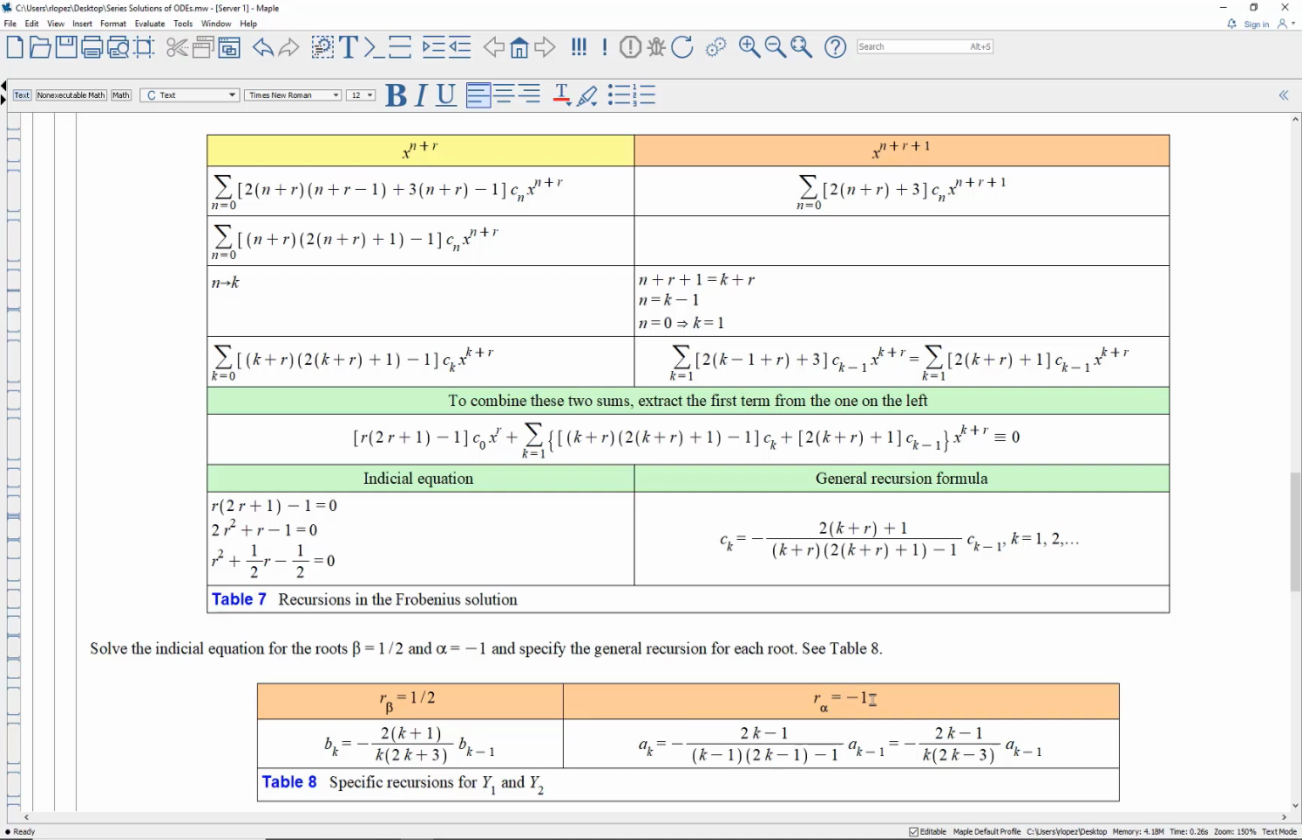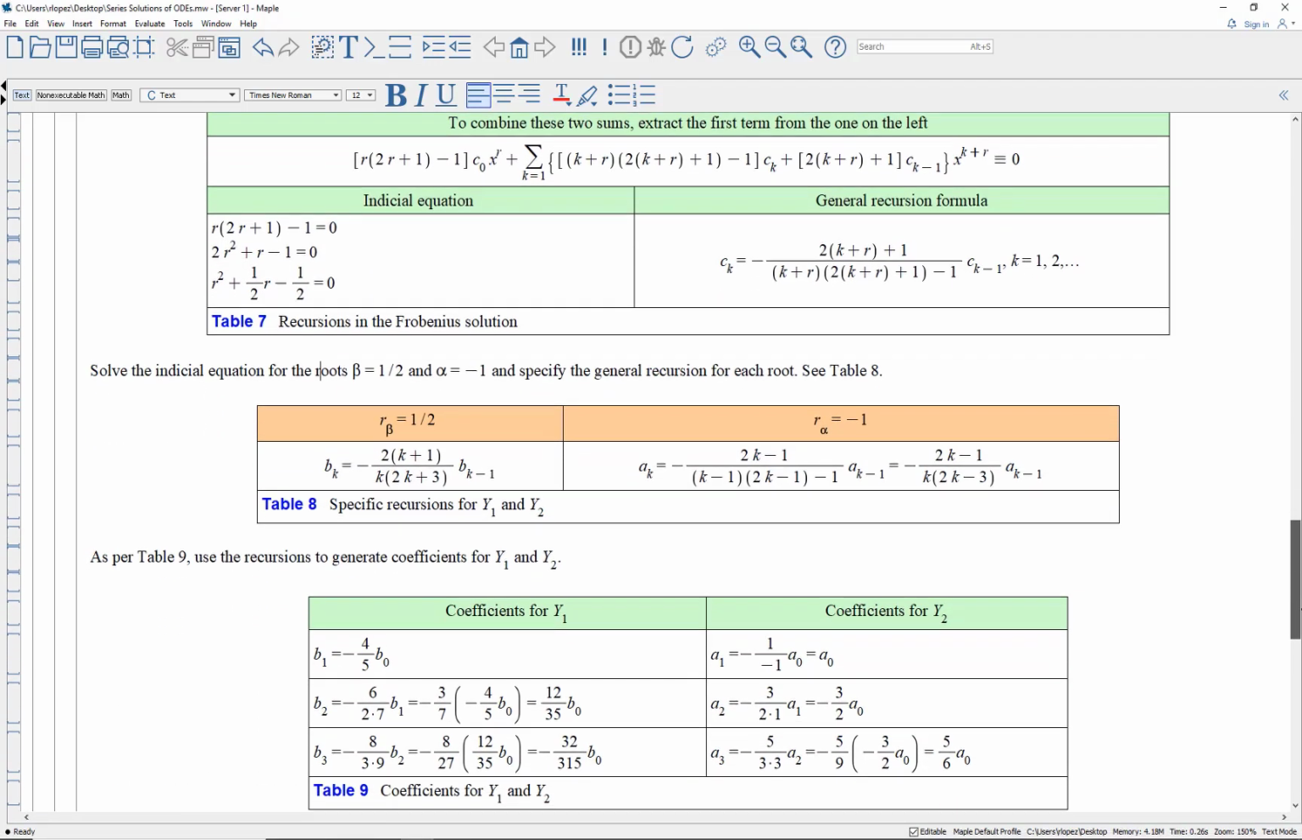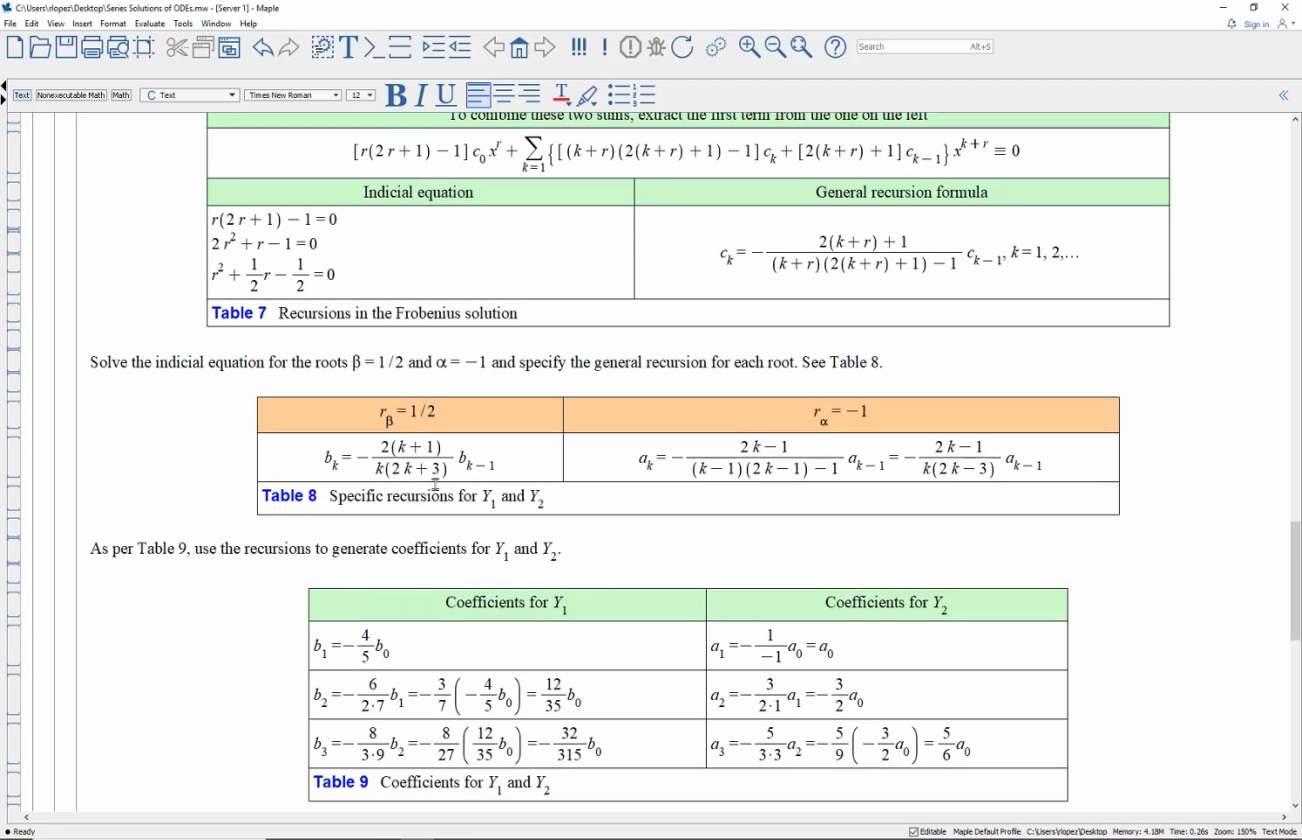When r is the other root, minus 1, I'll call that the a's. And we'll get ak in terms of ak minus 1. And this will become this recursion. In table 9, we have used these two recursions to generate coefficients. So b1 being a multiple of b0, you'll have this. Then b2, which is a multiple of b1, but b1 is a multiple of b0, you will have this.